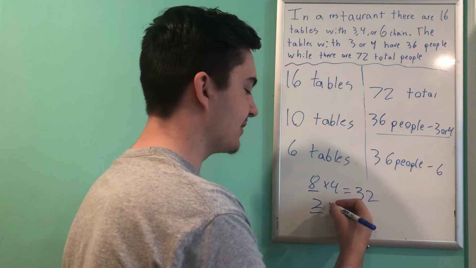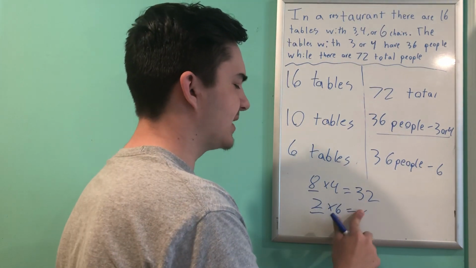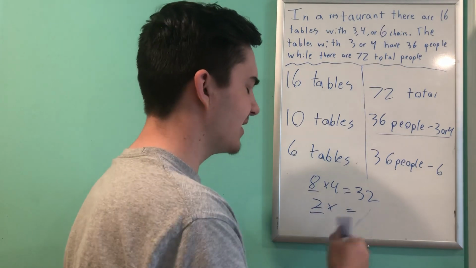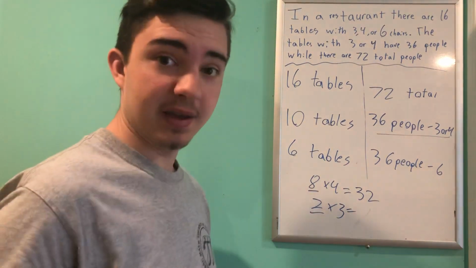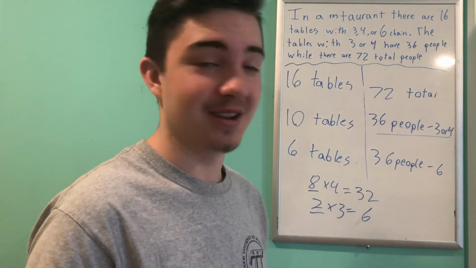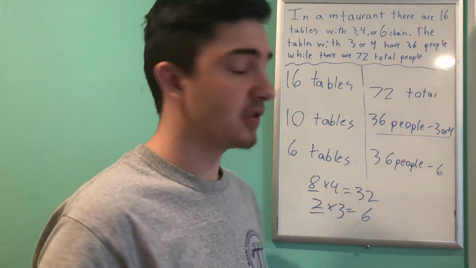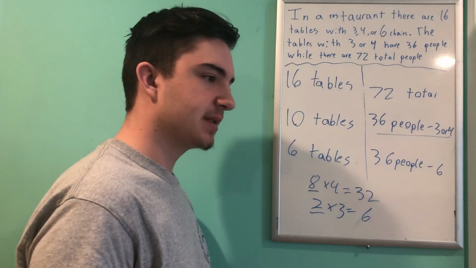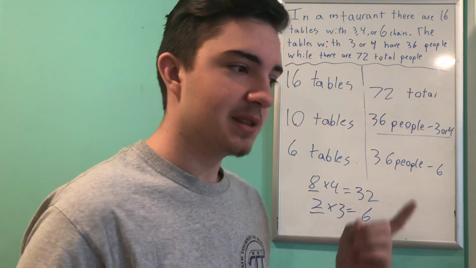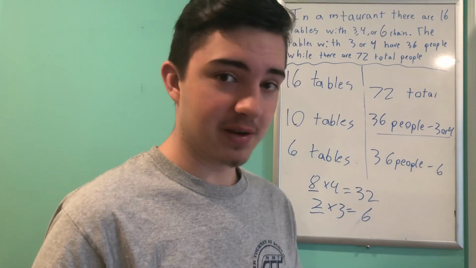But since there's 8 4s, we need 2 3s, right? Because there's 10 total tables. 2 times 3, sorry, because we have 2 tables of 3. That's what we have. 2 times 3 is 6. I put a 6 there because I got ahead of myself. Sorry, guys. 32 plus 6, though, is 38. That's still over 36. But if you notice, the first time we had 40, then we had 39, then we had 38. It's going down by 1 every time.